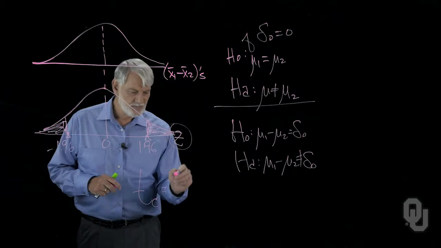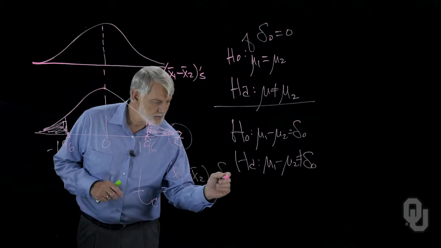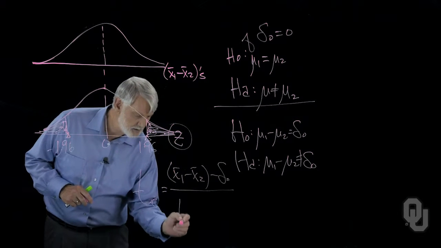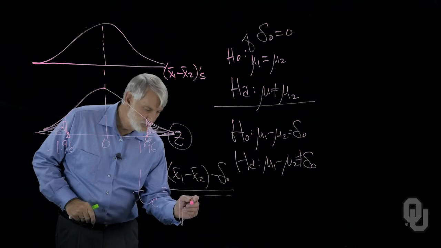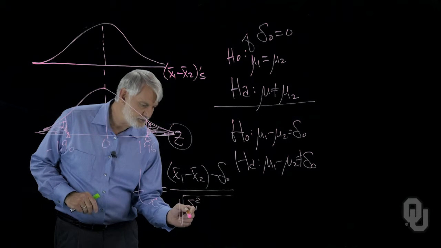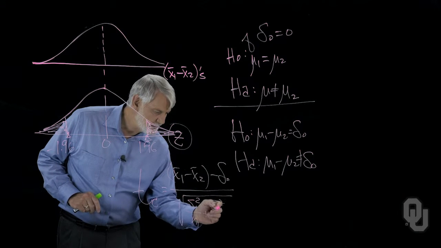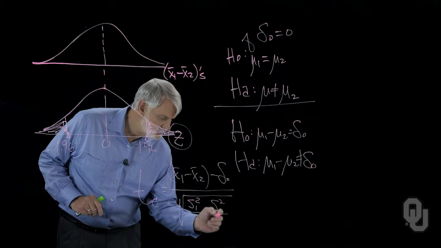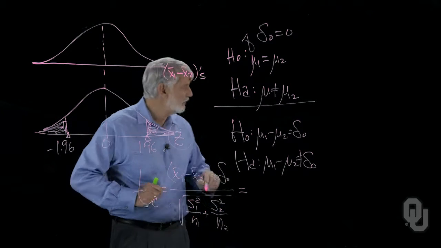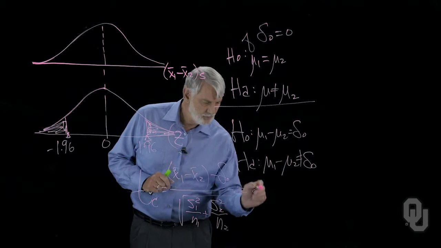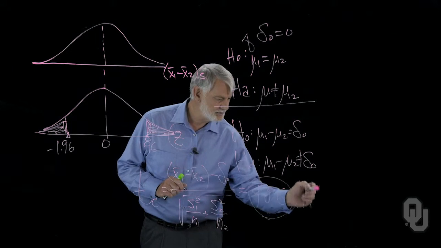This is going to be x bar 1 minus x bar 2 minus delta naught, divided by the standard deviation of the sampling distribution, the square root of the variance of the first group, standard deviation squared over n1, plus the variance of the second group, s2 squared over n2. Now, if we go about calculating this, the result is actually quite stunning: it's 48.6 standard deviations.